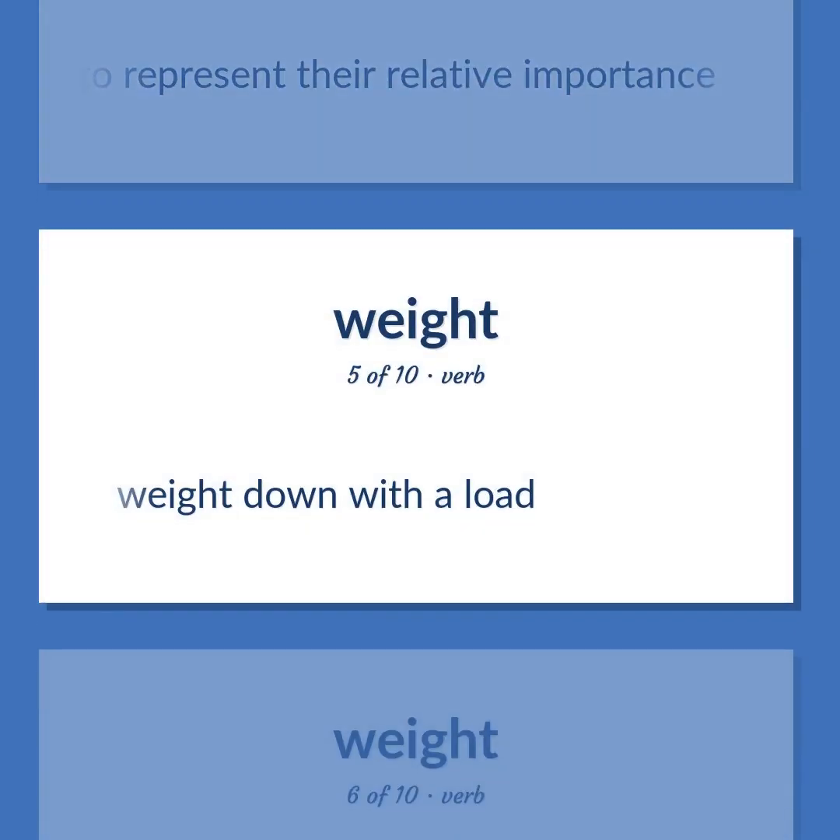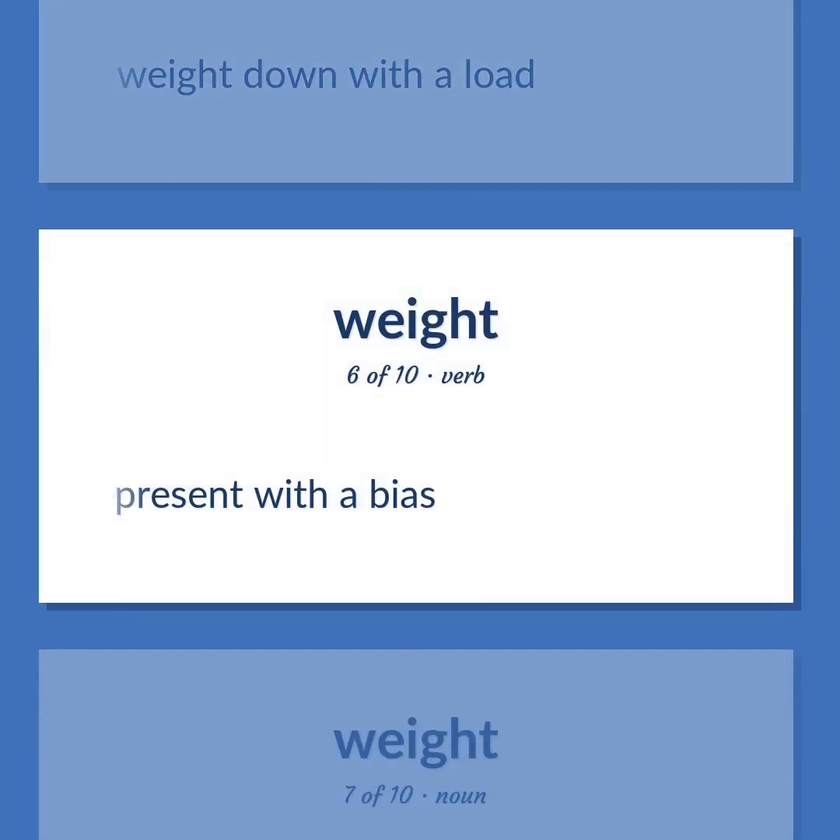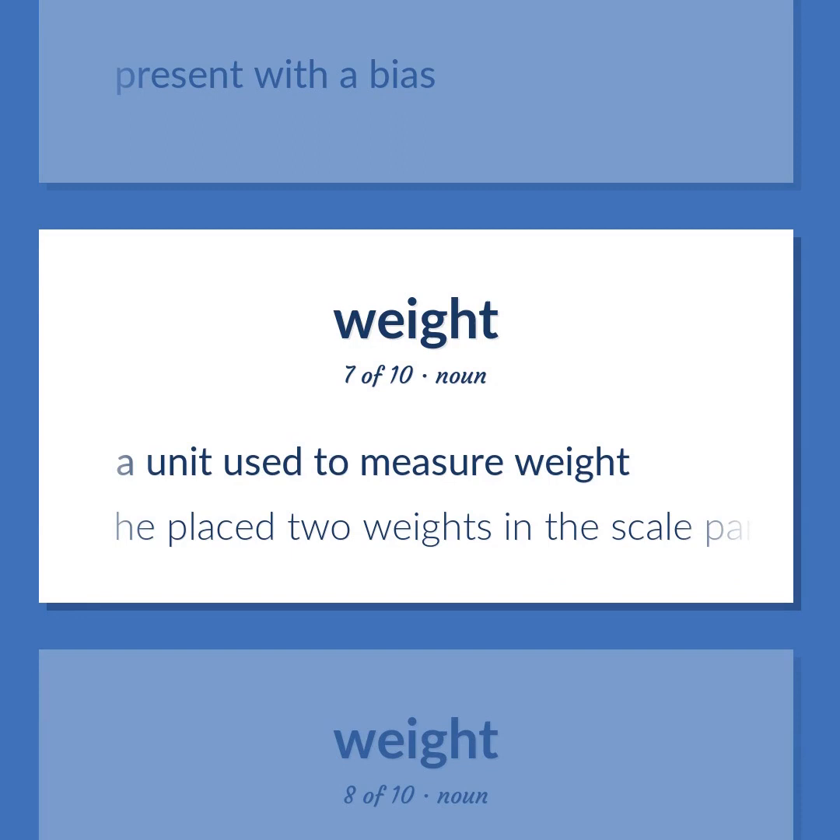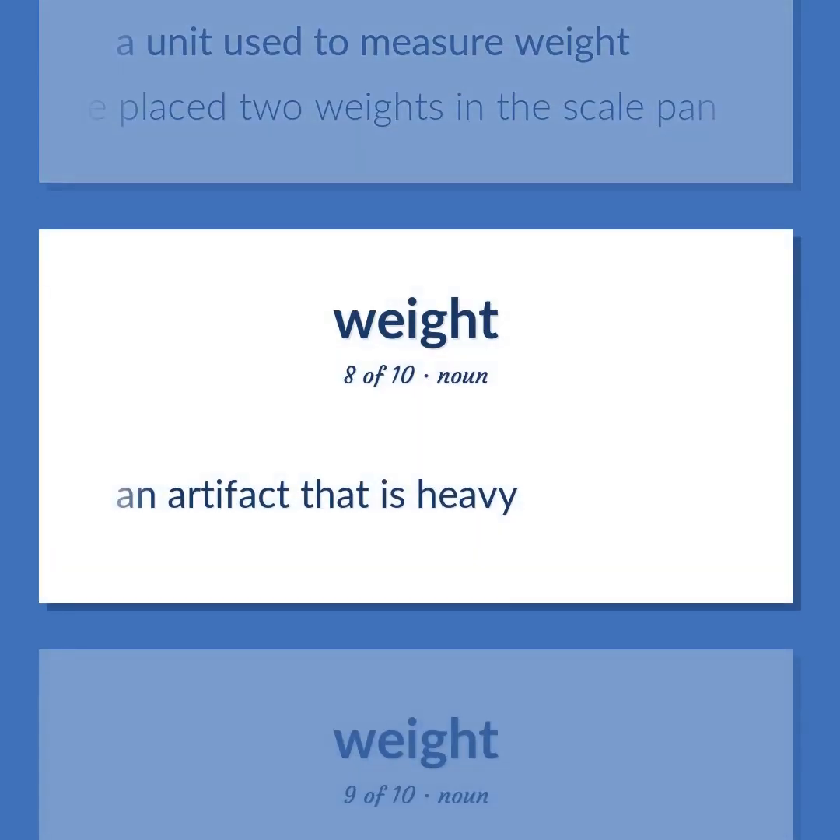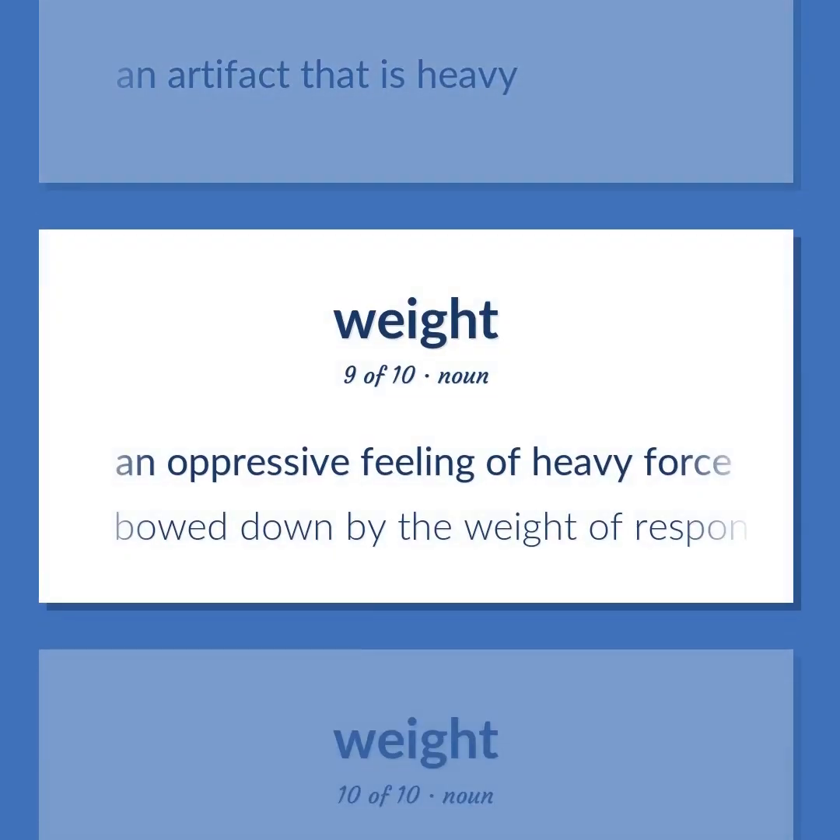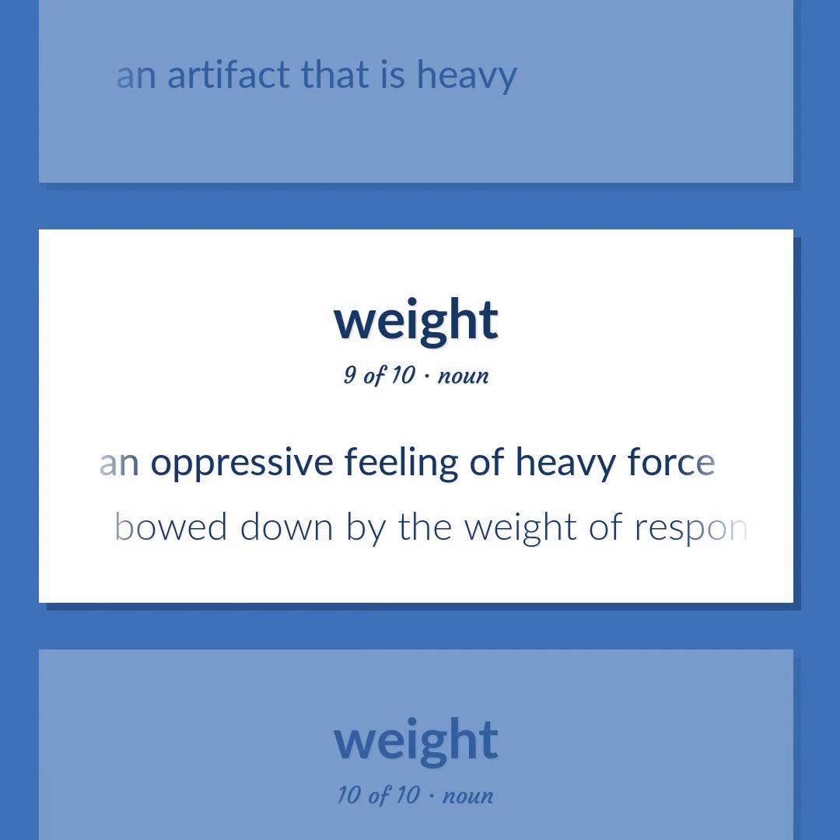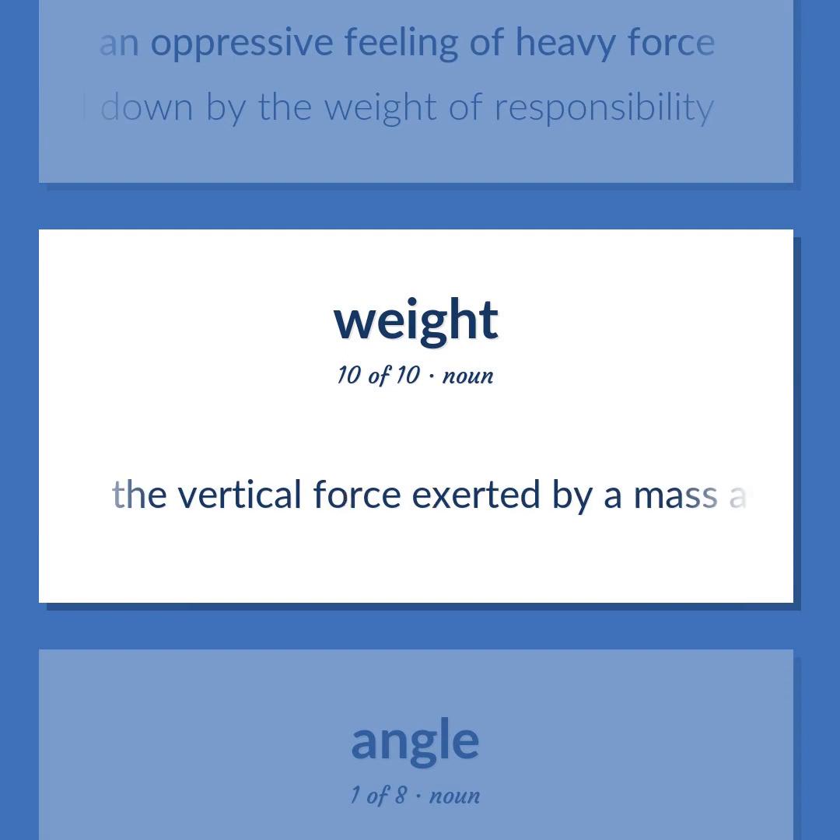Weight down with a load. Present with a bias. A unit used to measure weight. He placed 2 weights in the scale pan. An artifact that is heavy. An oppressive feeling of heavy force. Bowed down by the weight of responsibility. The vertical force exerted by a mass as a result of gravity.